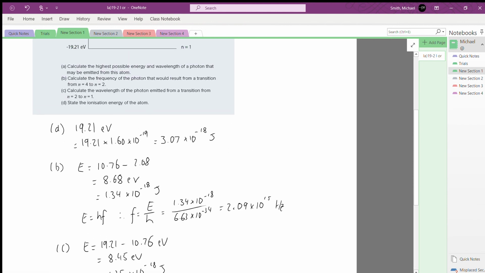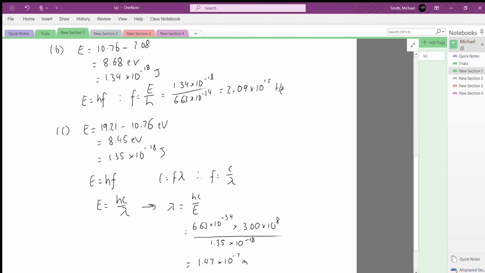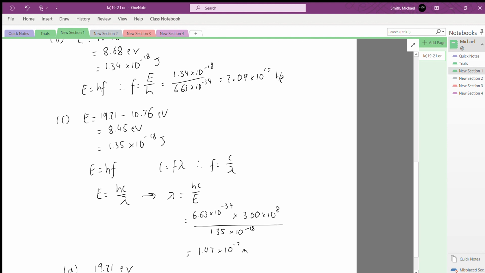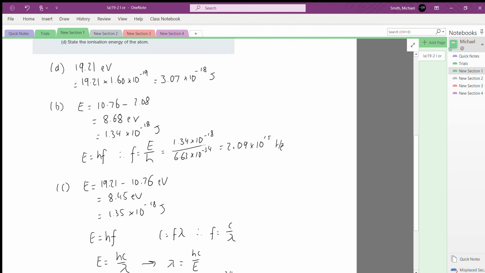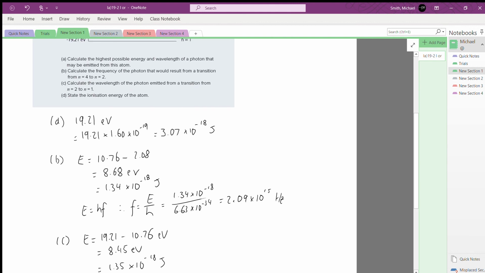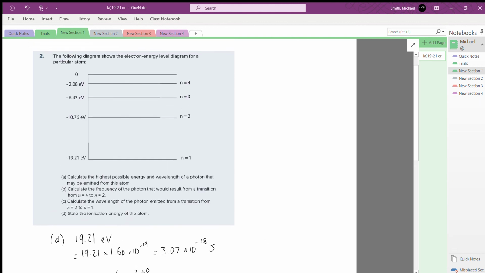So that question wasn't too bad. It's just a lot of conversions, and the hardest part of this, I think, was substituting C equals F lambda into E equals HF, but even that wasn't too bad. The calculation's fairly straightforward. The conversions are fairly easy. It's a fairly routine, simple sort of question.